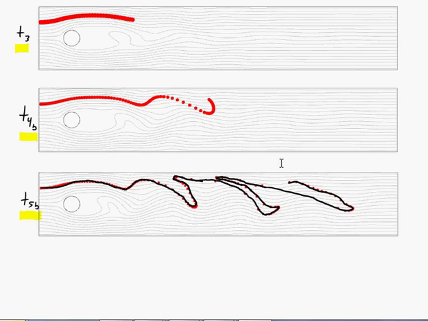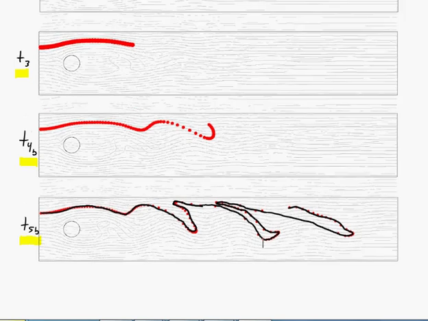The important thing to note is that when we're looking at steady state flows, streak lines, path lines and streamlines are equivalent.